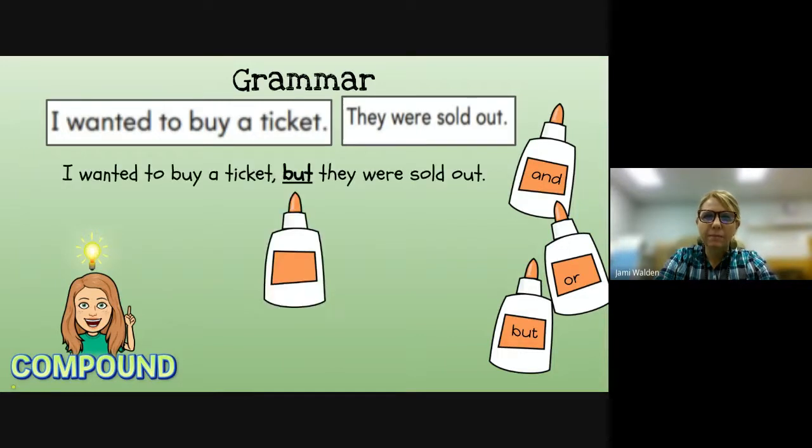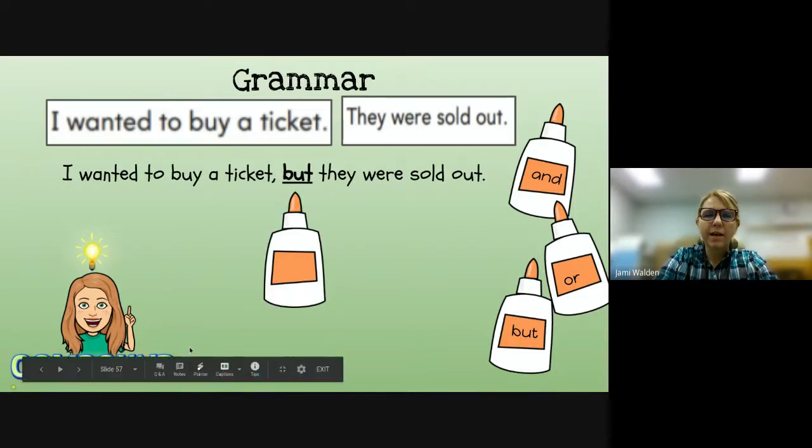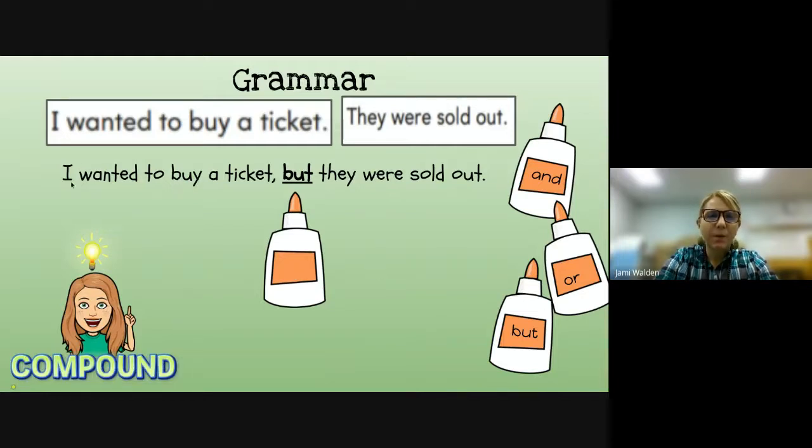Let's check. I wanted to buy a ticket, but they were sold out. So this is a perfect example of using two short sentences together to make a compound sentence. Let's look at the punctuation. We took out the period at the end of the first sentence and put in a comma. We added the conjunction, but, changed the capital letter in the second sentence to lowercase, and then put a period at the very end. You still see my two complete sentences. I wanted to buy a ticket. They were sold out.